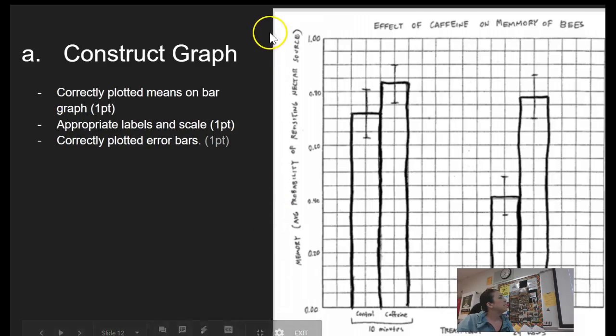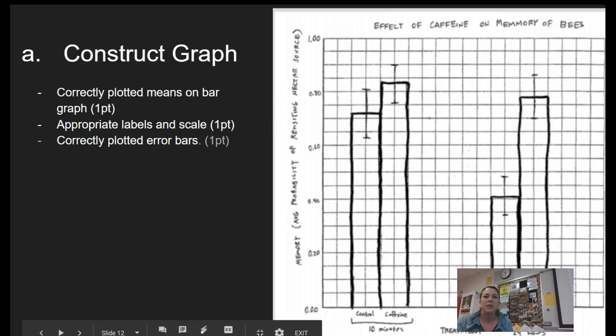So see here on the side, we have memory, average probability of revisiting a nectar source. Like, they just copied it right off the table, and that's what you guys will do too. You don't have to think about how to label something. Just look at the table and copy whatever the header is on the table. That's it.